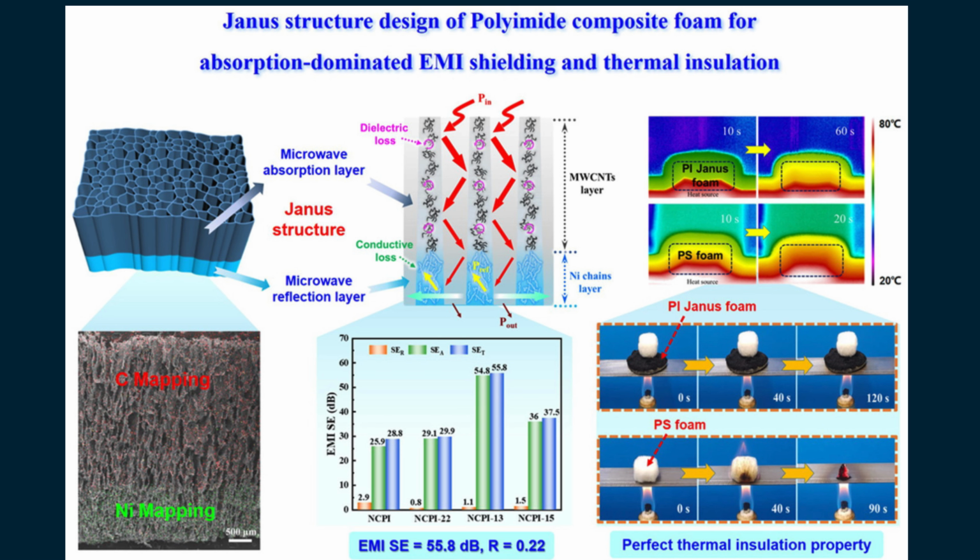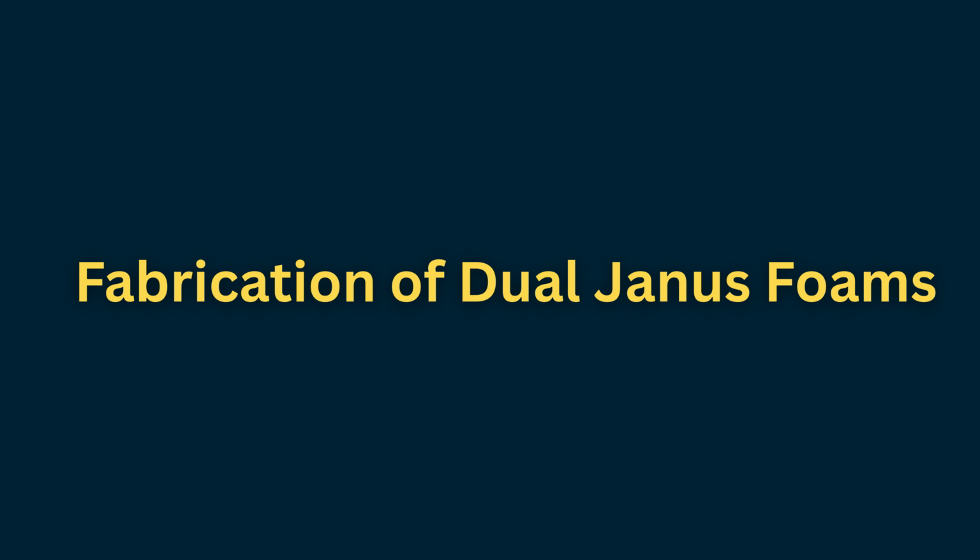Electromagnetic interference shielding. Certain dual Janus foams, particularly polyimide composite foams, also exhibit strong electromagnetic interference, EMI, shielding. These materials can achieve shielding efficiencies of approximately 55.8 decibels while maintaining extremely low reflectivity, allowing them to absorb rather than reflect electromagnetic radiation. Fabrication of dual Janus foams.